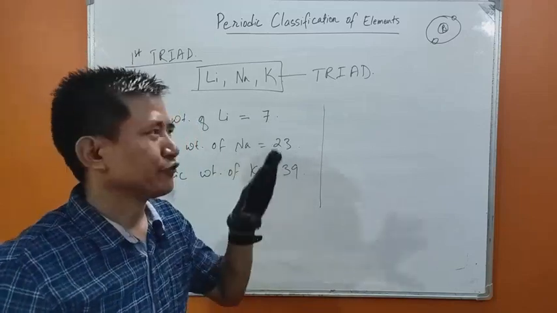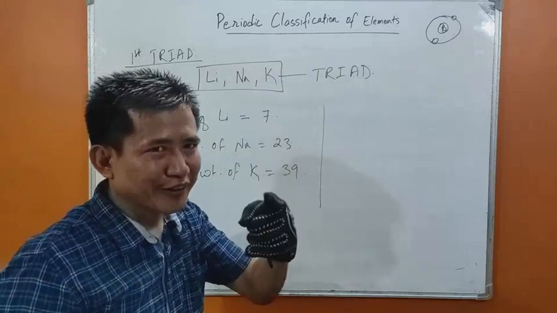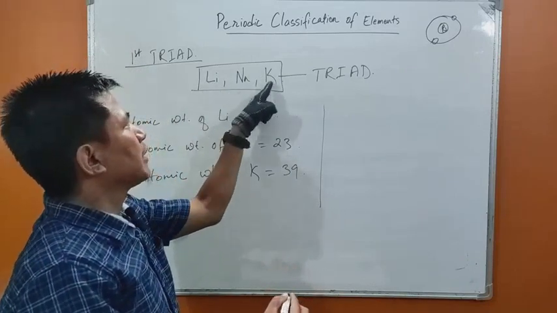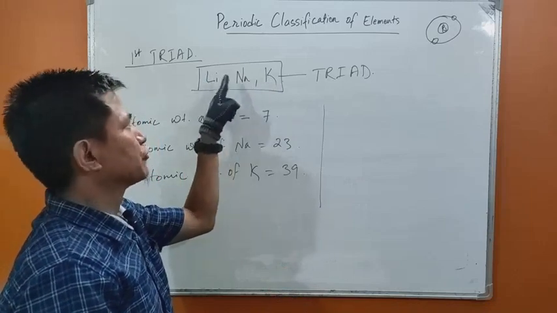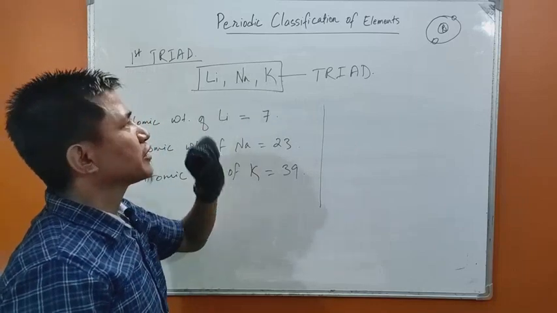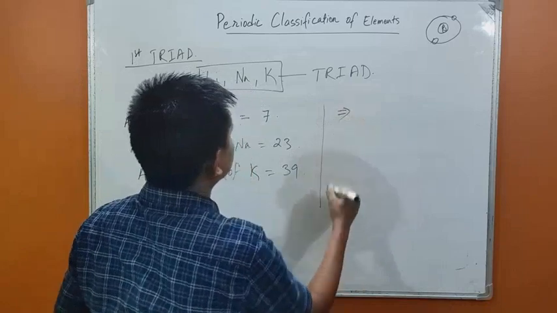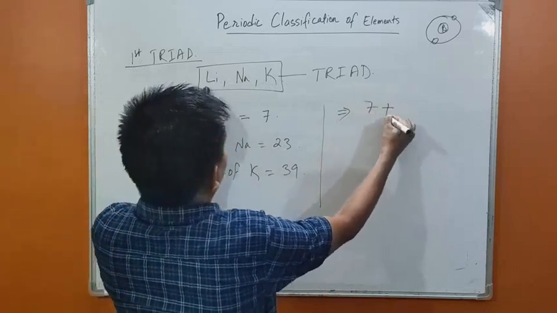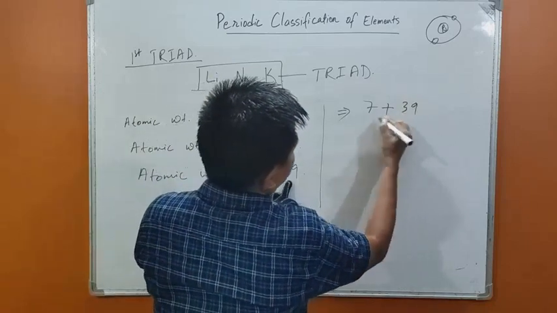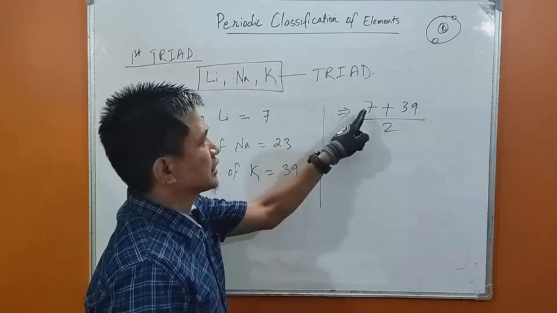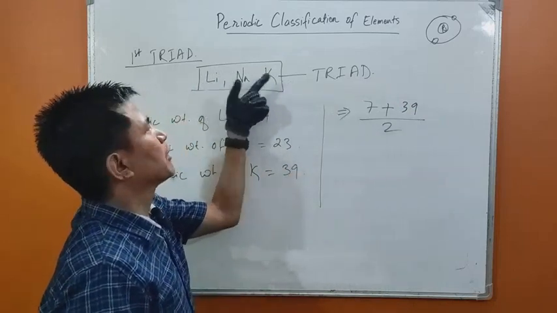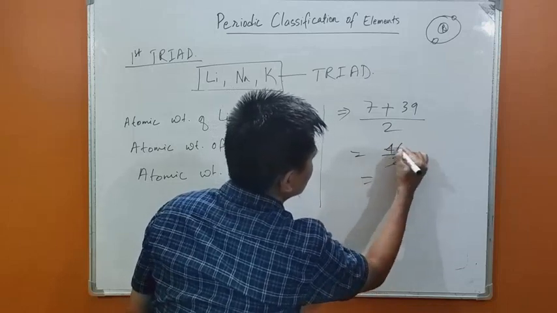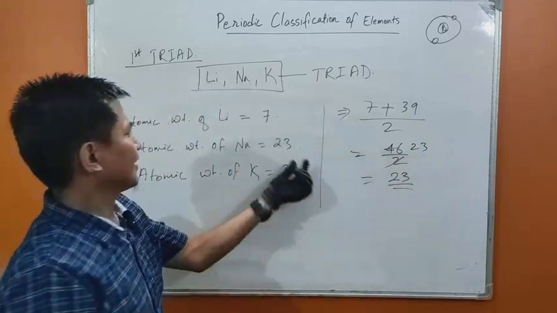Now I am trying to verify the triad of Doberiner. According to Doberiner, the average of the atomic weights of lithium and potassium, the first and the third one, gives the atomic weight of sodium. So the average of atomic weights of lithium and potassium: atomic weight of lithium is 7, plus atomic weight of potassium 39, divided by 2. 7 plus 39 is 46, divided by 2 is 23. Wow, it's correct. Exactly, isn't it?